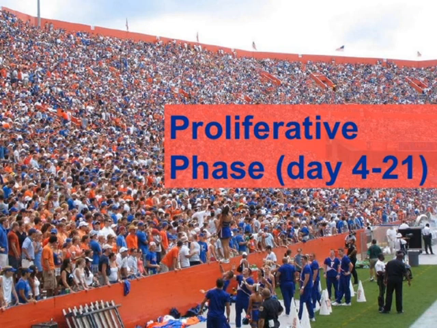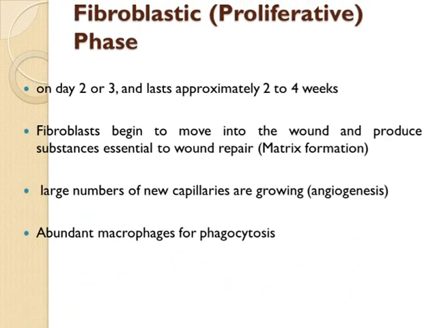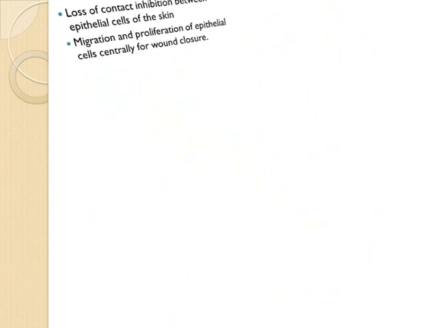Then we have the second phase, the proliferative phase. It starts on the second or third day and lasts approximately 2 to 4 weeks, where the fibroblasts begin to move into the wound and produce major substances essential for wound healing, called matrix formation. And then the process of angiogenesis, where large numbers of capillaries grow into the wound itself. And then the process of phagocytosis, where abundant macrophages are recruited to the wound.